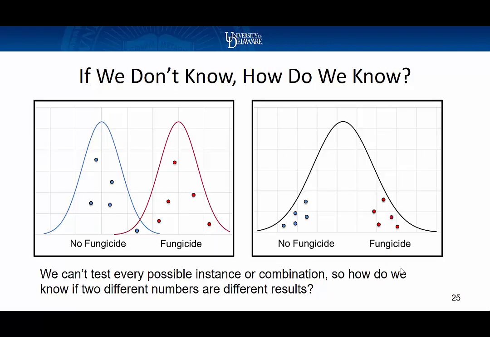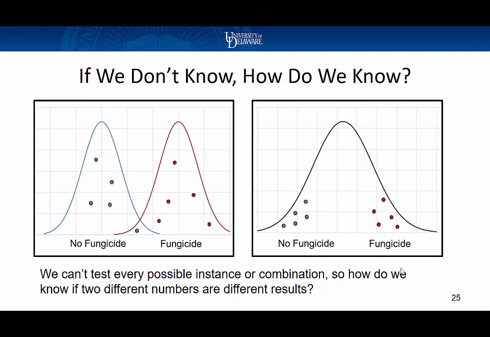So how you sample is important, and you can set up the study very well, but then how do we analyze it? If we don't know, how do we know? You can't test every possible instance or combination. And what statisticians figured out is they looked at what are the possibilities, and they figured out what is the possibility that this wouldn't happen. What are the chances with this data set that there's only a 5% chance that this would happen? And then that's where we start.